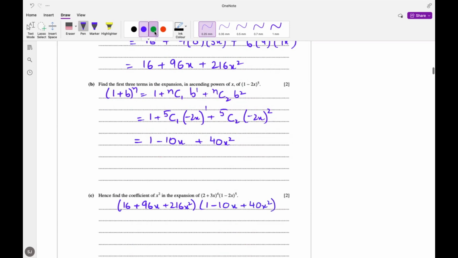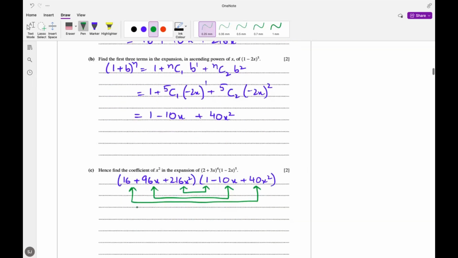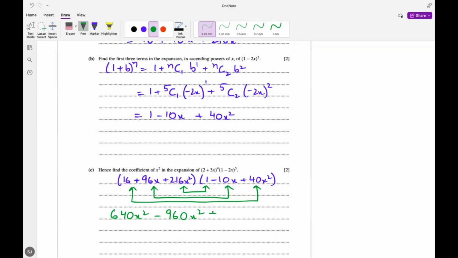To find the coefficient of x squared, multiplying 96x by minus 10x, we'll get a term in x squared. Multiplying 216 by 1, we'll get a term in x squared. And multiplying 16 by 40, we'll get a term in x squared. So multiplying 16 by 40, this will become 16 times 40, which is 640x squared. 96 times minus 10 will be minus 960x squared, and 216x squared into 1 will be plus 216x squared.